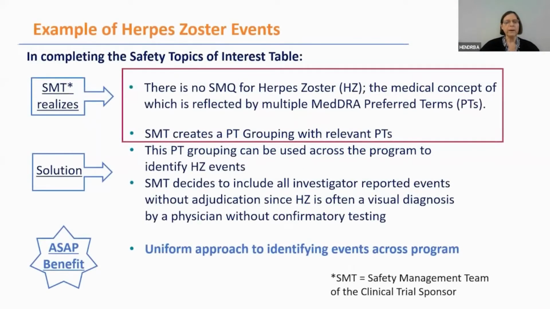So during the course of populating this table in the ASAP, the safety management team realizes there is no standardized MedDRA query for herpes zoster, the medical concept of which is reflected by multiple MedDRA preferred terms. So they realize that they need to create a novel PT grouping so that there'll be a uniform approach to identifying these events across the program.